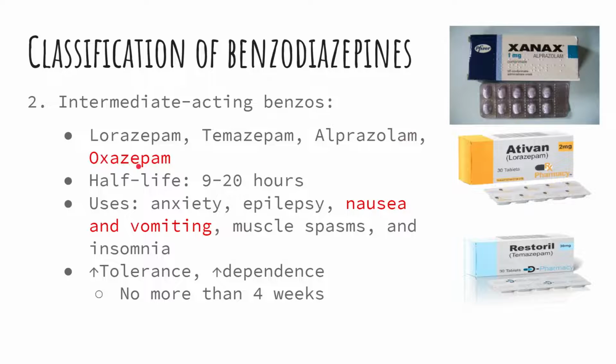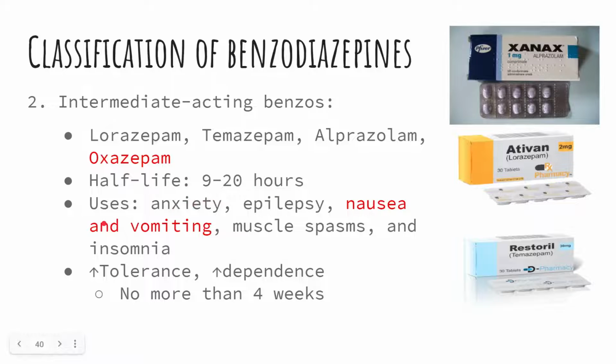And oxazepam is also another, which we already discussed, by the way, as an active metabolite, is also a drug on its own. Now I included oxazepam here in the intermediate acting benzos, but you will also see that I will put it with the short acting benzos, because the half-life of oxazepam, as I have seen, is between 6 to 20 hours. So this puts it in the range of short and intermediate acting benzos. So it is in both, but you should memorize it as short to intermediate. The half-life, as we said, is between 9 to 20 hours.